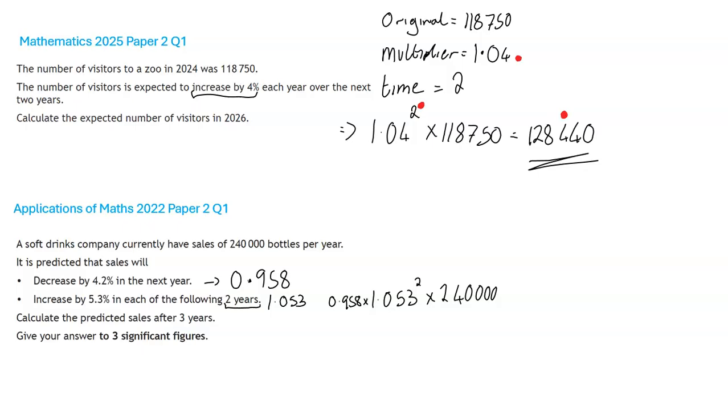However, if I did it as 2 separate ones, so let's say I did the 0.958 times the 240,000, and then I took the answer for that and did 1.053 squared times whatever that answer is, so I broke it into 2 steps, I'd be perfectly fine as well. I could do it in 1 go or 2 goes. There's no issue there whatsoever. Do whatever works for you. The bottom line is, for both of those, I should get the same solution.